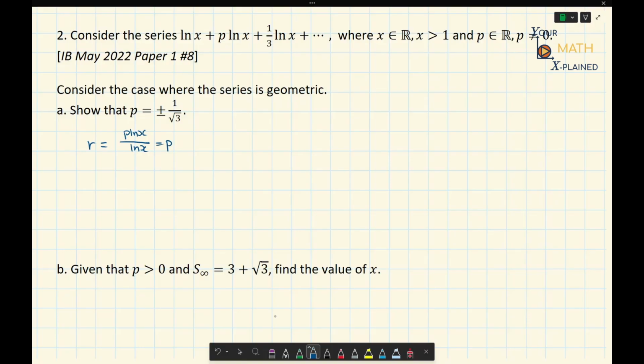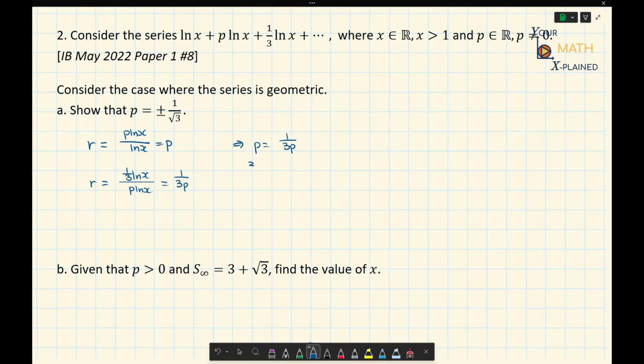But we also know that if we take the third term and divide it by the second term, that's also the common ratio r. So r is also equal to 1/3 times ln of x over p times ln of x. And this is equal to 1 over 3p. So now we have two different expressions for r, and we can set them equal to each other, which means p is equal to 1 over 3p.